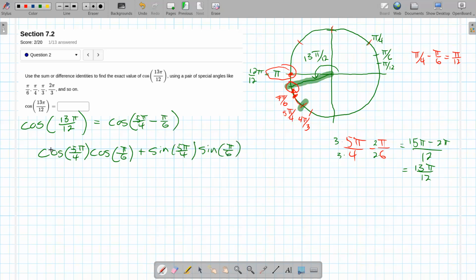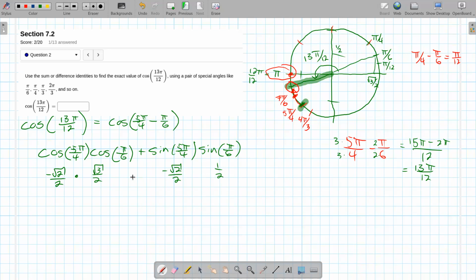And then here, I just need to know what those exact values are, which isn't too bad. So 5 pi over 4 is right here. That's related to pi over 4, and both x and y are negative there. So that would be a negative square root of 2 over 2 for this one, and over here, also a negative square root of 2 over 2. For pi over 6, that's where the x value is bigger than the y value. And so y there is 1/2, x is square root of 3 over 2. So cosine is the bigger one, square root of 3 over 2, and sine is the smaller one, 1/2.